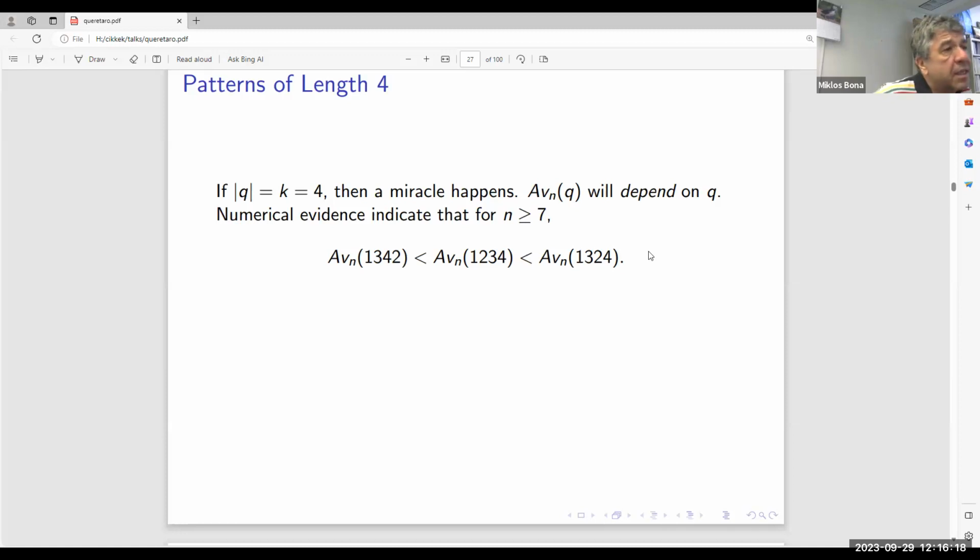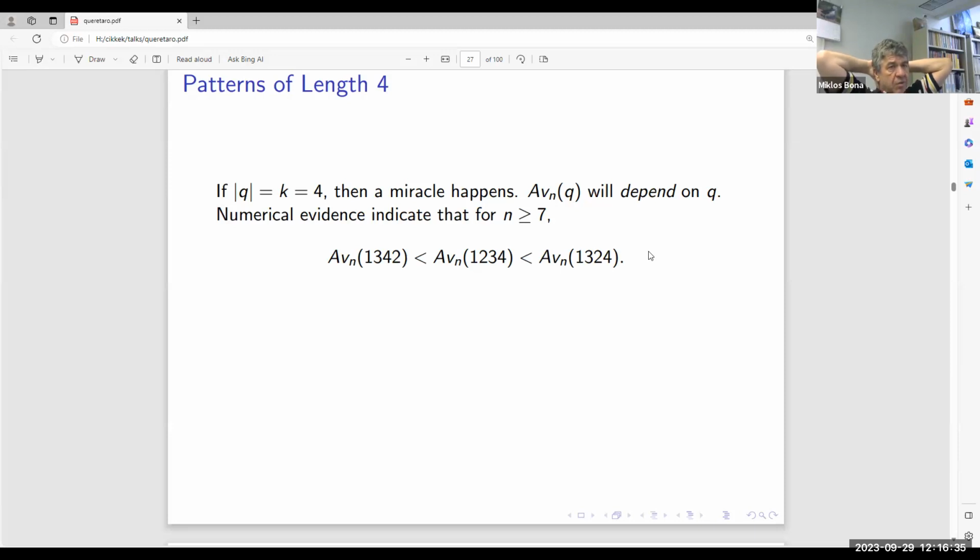This line is extremely exciting. There are 2 miracles here. Well, the first one is that those numbers are not the same. So for length 3, they were the same. For length 4, they are not the same. And second, note that the monotone pattern is at neither extremity. It's not the easiest or the hardest to avoid.